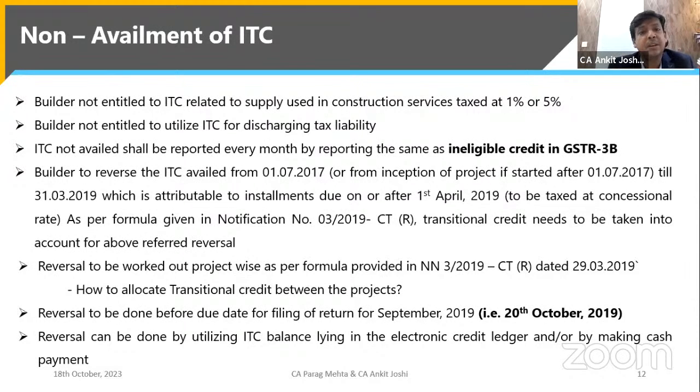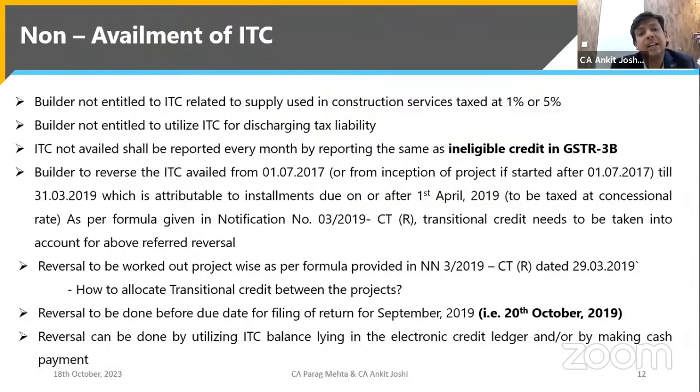In the case of any ITC which has been availed from inception, either from the inception of GST or the inception of the project, till 31st March 2019, and any of the ITC which is attributable to installments of those projects which are received after 1st April 2019, in proportion to all those installments after 1st April 2019, the builder was required to reverse the ITC. A clear formula was given, and even transitional credit will be considered for the above reversal. This reversal was required to be done before filing the return for September 2019. The government was good enough to give an option: you can use your ITC ledger or even the cash ledger to make the payment of this reversal.